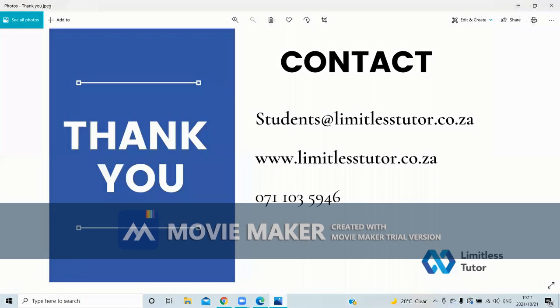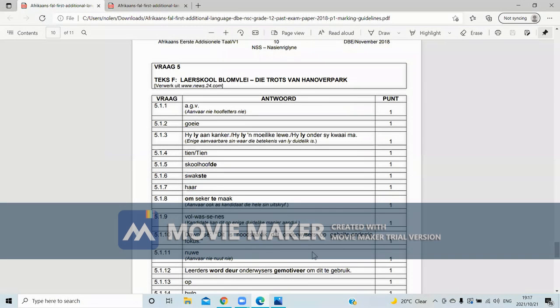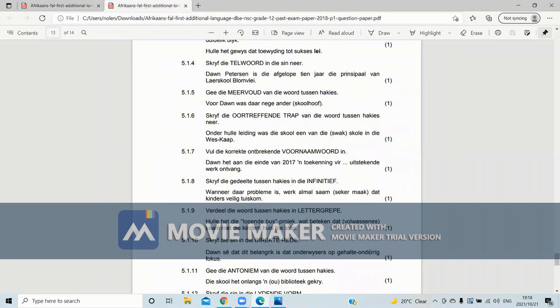Okay, let me just try and finish this paper so everyone can. I know you guys are studying late. Okay, so skoolhoof da. So ignore what I said. It's skoolhoof da. Okay, and then where are we?